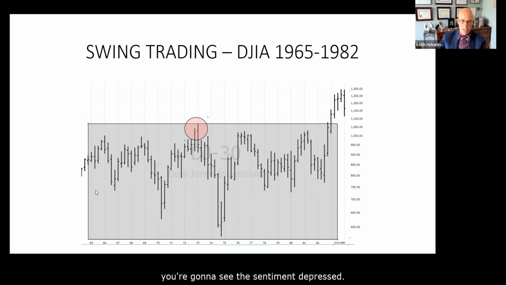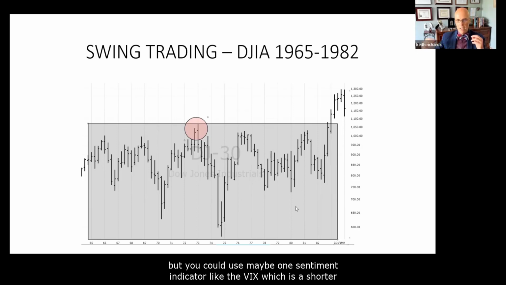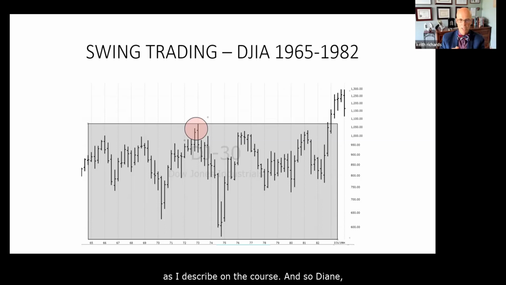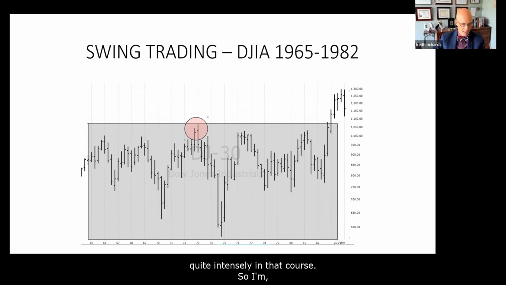When it's down here, you're going to see the sentiment depressed. The put to call ratio and all that are going to be low. So that's better for macro signals than so much for short-term signals. But you could use maybe one sentiment indicator like the VIX, which is a shorter-term mover, as well as some momentum indicators. But the main thing is to pay attention to support and resistance and have your rules in place, again, as I described in the course. And so, Diane, thanks for saying you like it, but go back to that section of the course and it should help you, because I did cover trading consolidations quite intensely in that course.